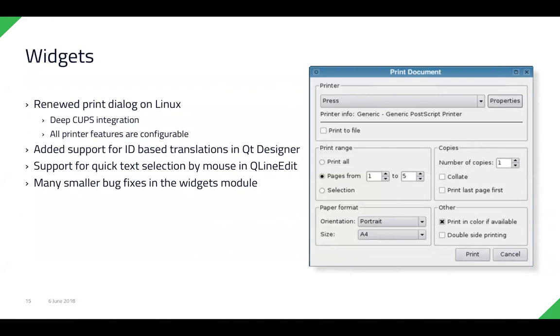We've added support for ID-based translations in Qt Designer. That has been a long outstanding feature request from many of our users who are using an ID-based translation system. Also smaller fixes like a quick text selection for mouses and line edits. And we've done a lot of smaller bug fixes in the widget module, which you might or might not notice depending on whether you have been hitting some of those problems.